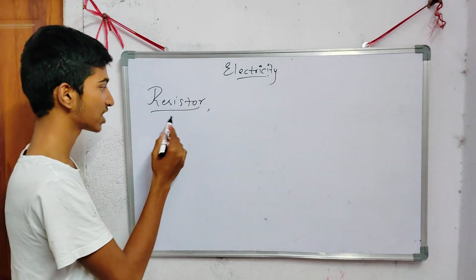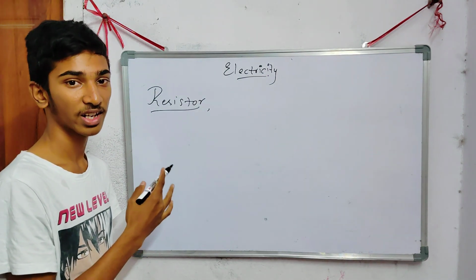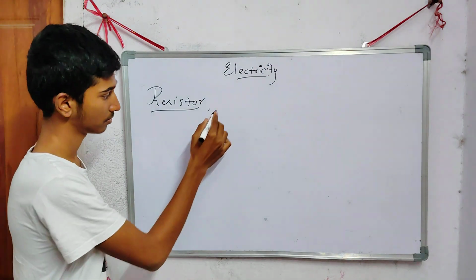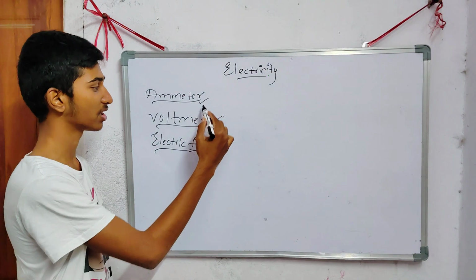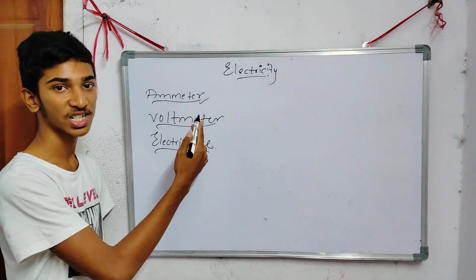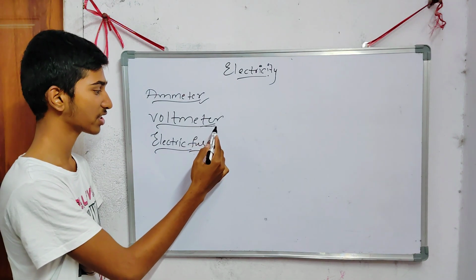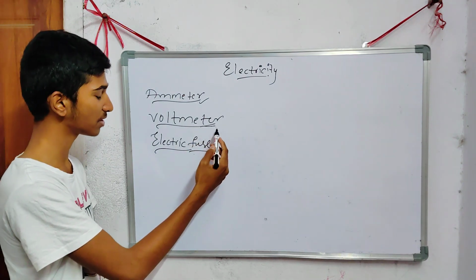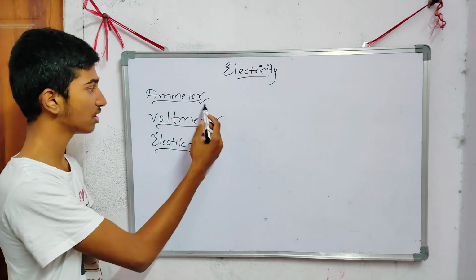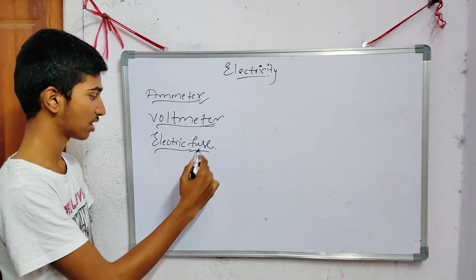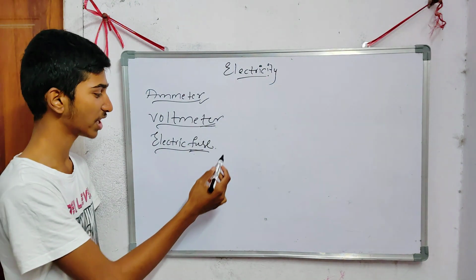The next one is resistor. A resistor is a device used to regulate the flow of current in a conductor. The next one is ammeter. This is the device used to measure the current in the conductor or the circuit. The next one is voltmeter. The voltmeter is used to measure the potential difference, and it is always connected in parallel. Ammeter is always connected in series. Electric fuse. This is the device used to avoid short circuits in the circuit.